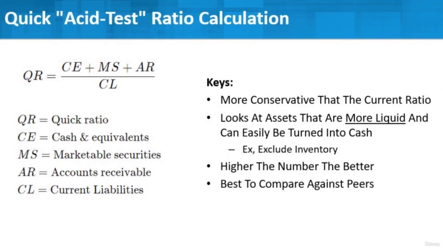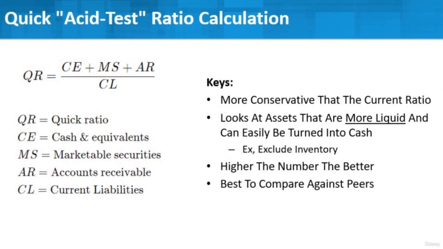Marketable securities, so that's like stocks or bonds that they own, where they can get money in from these other companies. So marketable securities and accounts receivable, again, money that's owed to the company that's coming in, divided by that same current liabilities. All this happening within 1 year again.